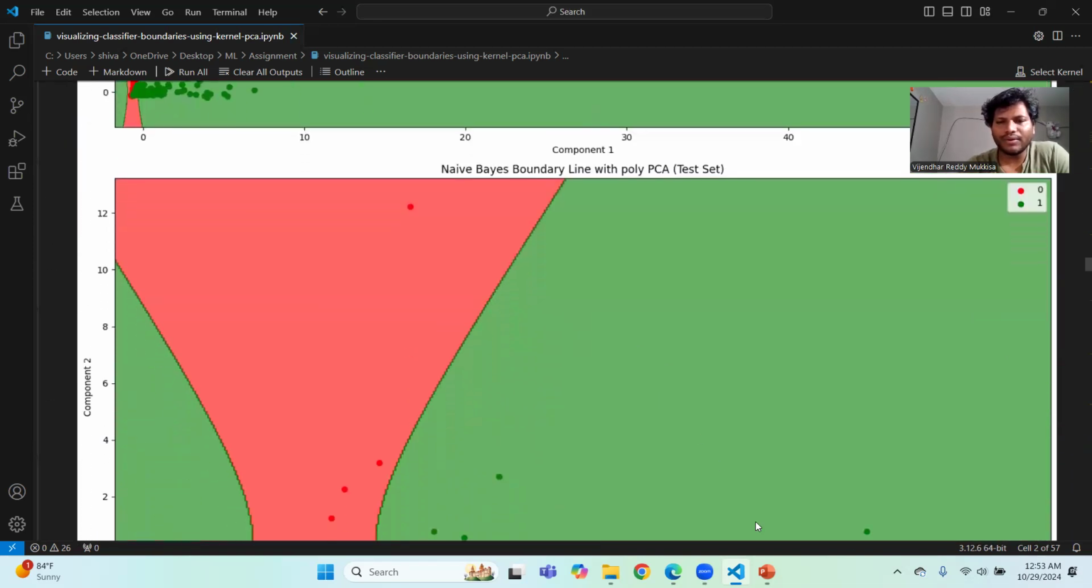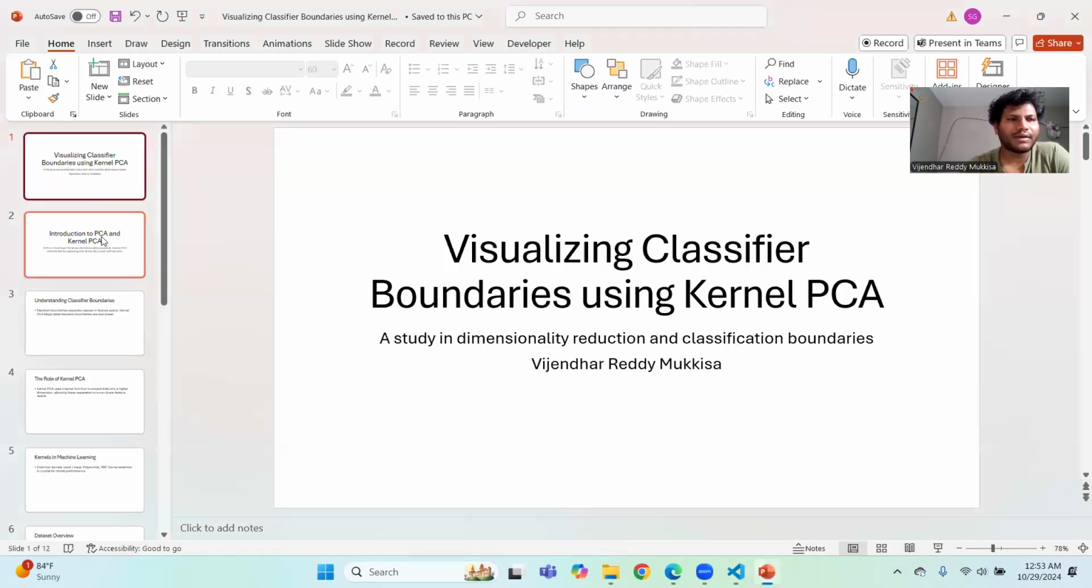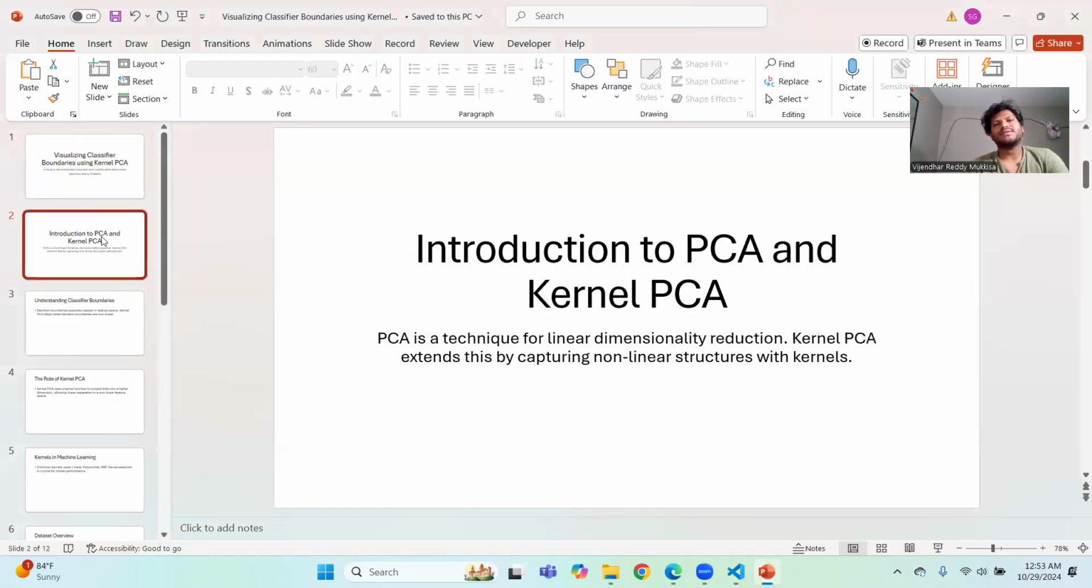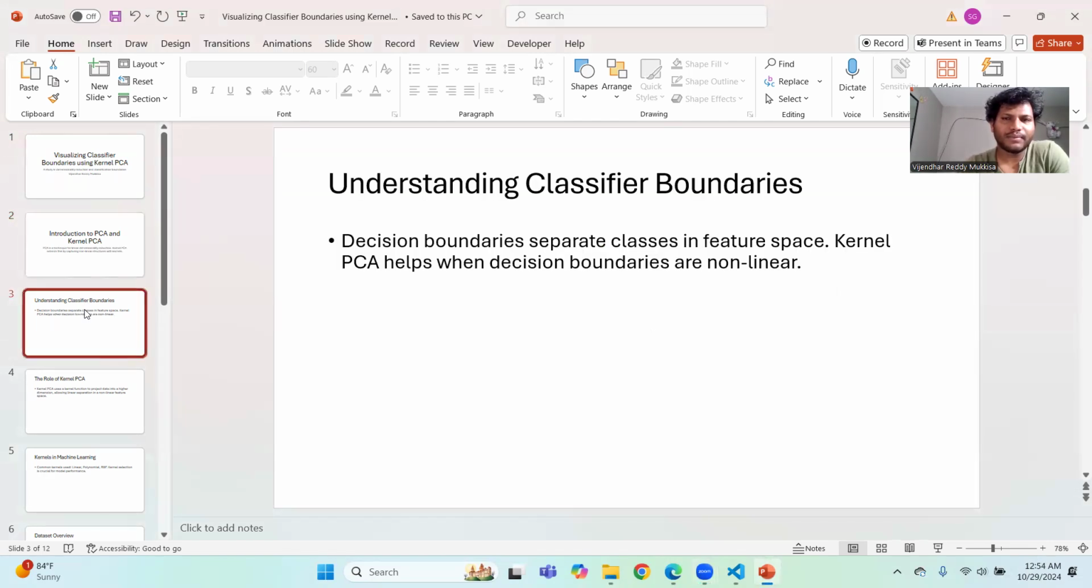And I am now moving to the presentation. I would like to start from here, with the introduction to PCA and kernel PCA. PCA is a technique for linear dimension reduction, and kernel PCA extends this by capturing nonlinear structures. Next, understanding classifier boundaries: decision boundaries separate classes in feature space. Kernel PCA helps when decision boundaries are nonlinear.